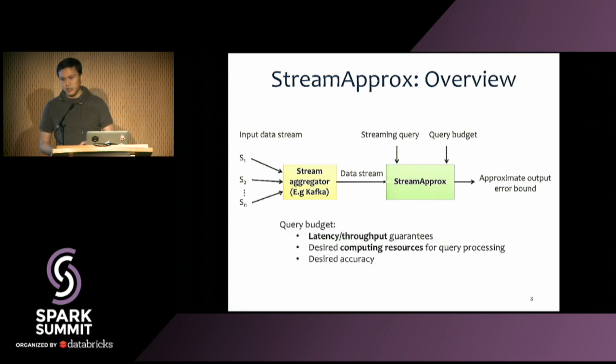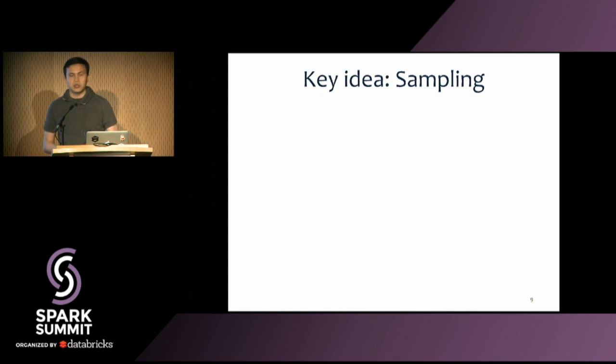The query budget here can be in the form of a latency or throughput guarantee, or the desired computing resources they want to spend to process the data, and even the desired accuracy they want to achieve. And our system will execute the query over the input data stream within the budget and provide the approximate result, along with the error bar, to the user. And as I mentioned before, the key idea behind our system is sampling. We make use of sampling techniques for approximate computing.